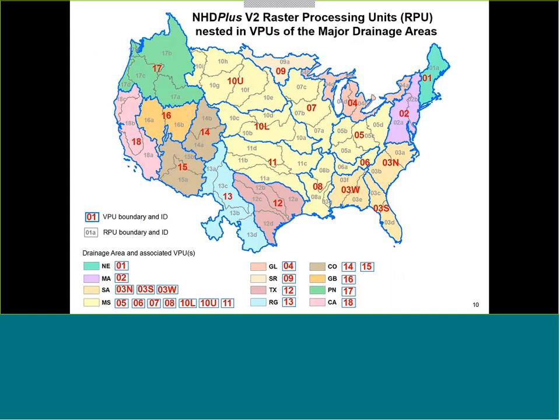This map builds on the previous maps of the major drainage areas and VPU distribution units. In this map, you see the VPUs of the major drainage areas are further subdivided into the RPU boundaries. The RPU boundaries are shown as the gray lines and the gray lettering that goes with it. So I'll zoom in on this Upper Mississippi next.